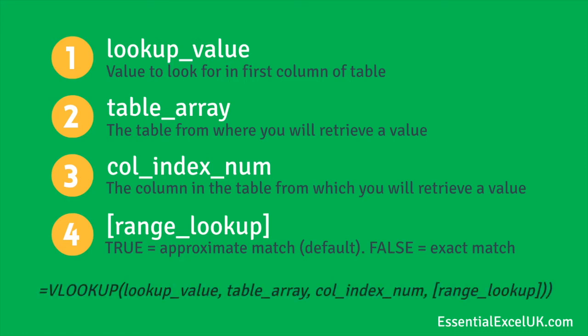So we've got equals VLOOKUP, lookup value, a comma to get onto the second section for table array, another comma to get onto our third section, the col index number, followed by a final comma to take us into that last section for range lookup. Okay, so we'll jump into Excel now and work through an example.